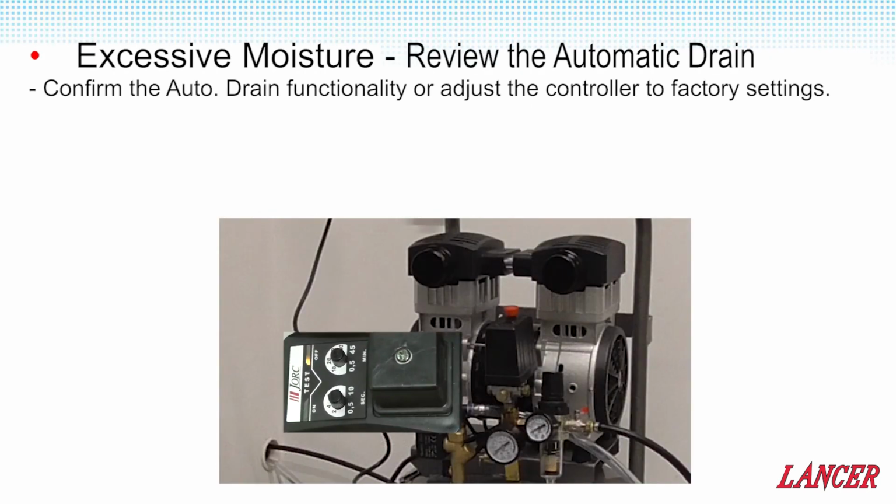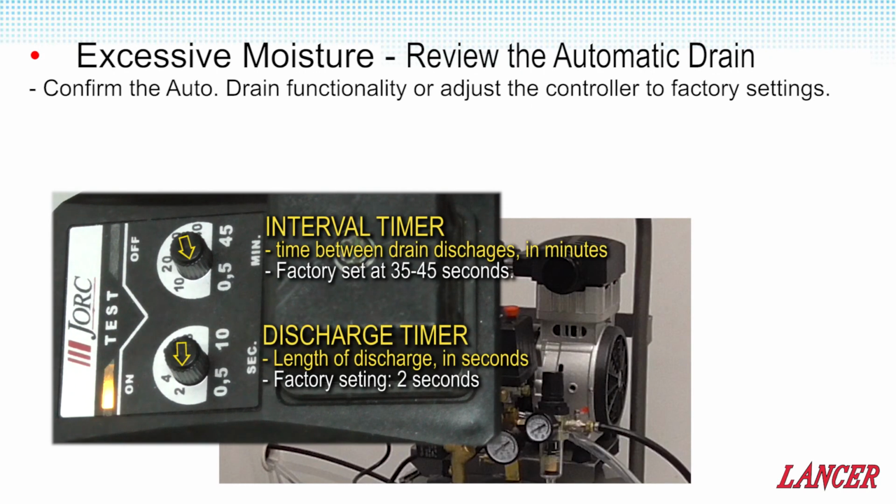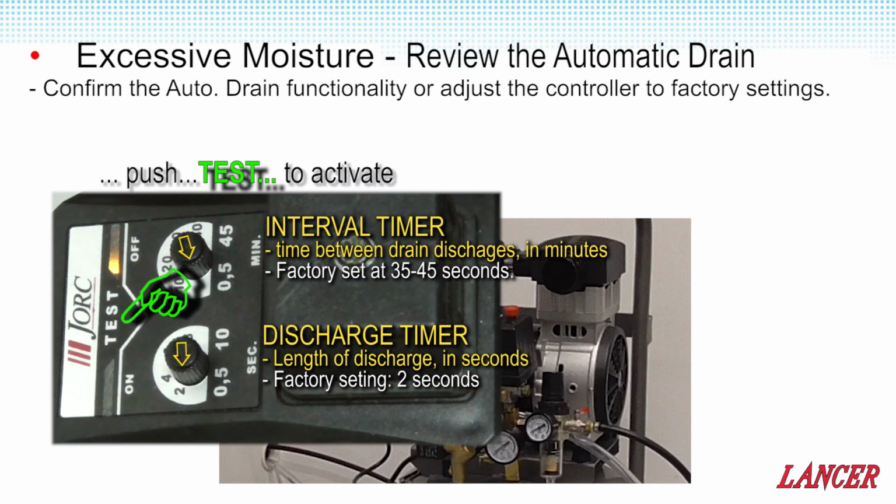When the unit is cycled out, confirm the automatic drain test function and operation. Press the test button on the controller. This controller has been factory set for the operating conditions. Please note the interval time between the bursts is 35 to 45 seconds and the length of the burst is set at 2 seconds.